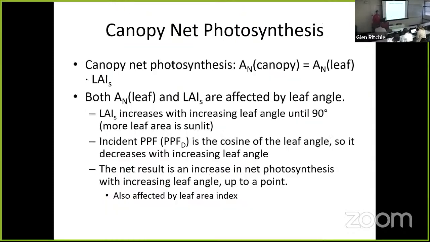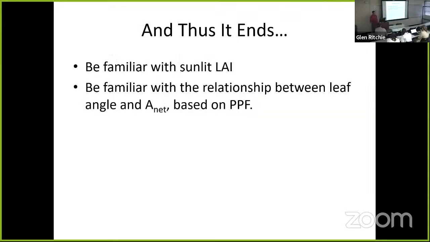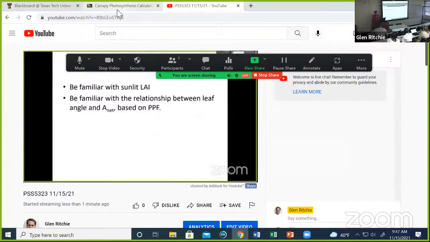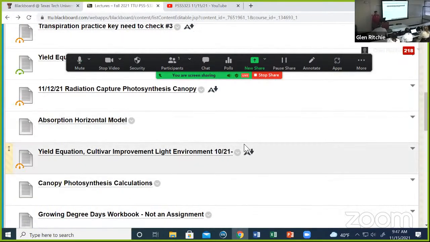Same thing. Hey, looky there. At a leaf area index of 4.5, we see that same pattern that we were just talking about. But we got to see it in real time. So be familiar with sunlit leaf area index, be familiar with the relationship between leaf angle and net photosynthesis based on photosynthetic photon flux. All right, let's see if I can find the exam and go through a few things really quickly with it.